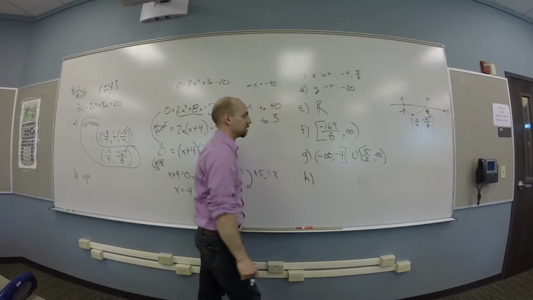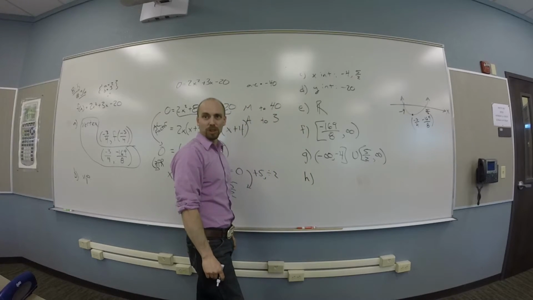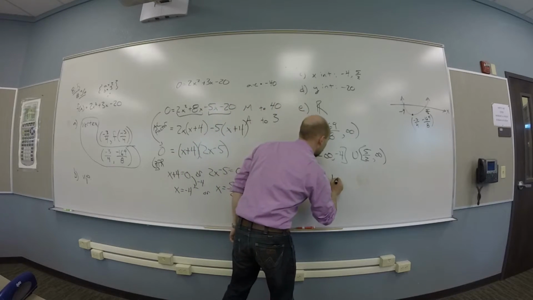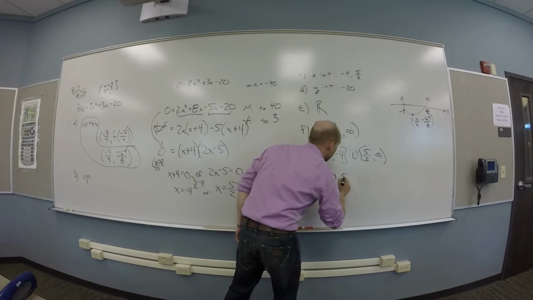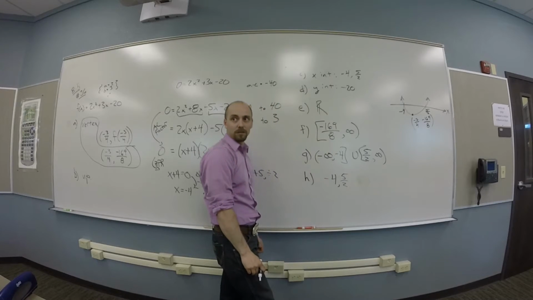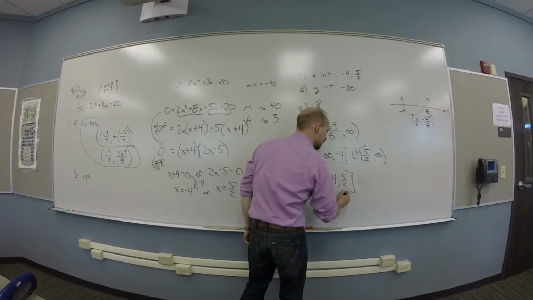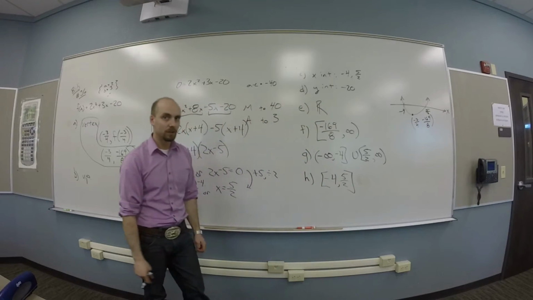H is negative stuff. Where's this thing negative? Everything in between. So that's from -4 to 5/2. And again, I'm including 0 in the negative numbers for some reason this semester.